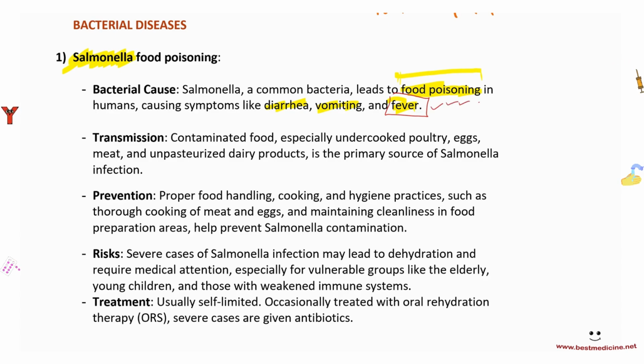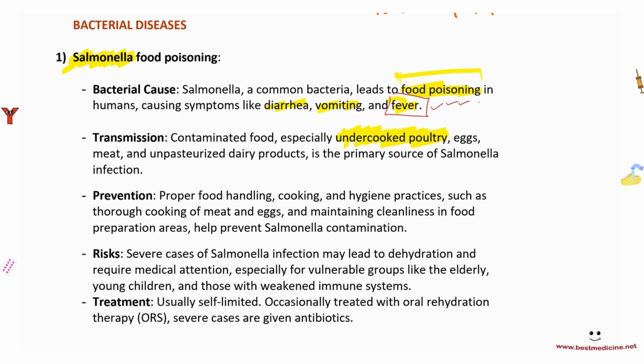Transmission. So again, salmonella is transmitted by contaminated food, especially, and I want you to remember this, undercooked poultry, okay, especially undercooked chicken. So if you're going outside to eat, make sure that the place that you're eating at, the chicken is very well fried, okay, or cooked. Undercooked eggs, meat, and unpasteurized dairy products are the primary sources of salmonella infection.